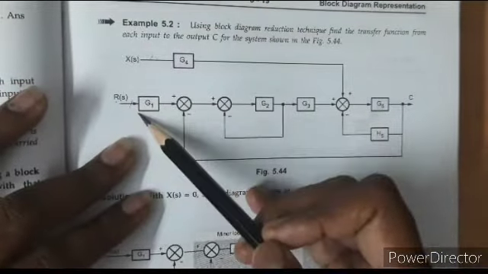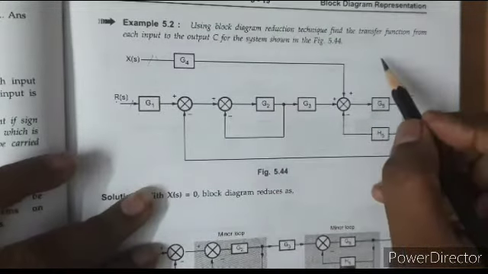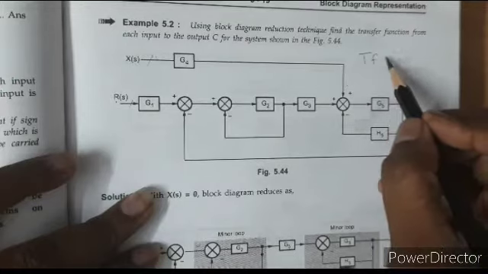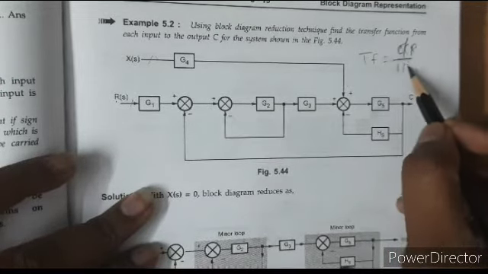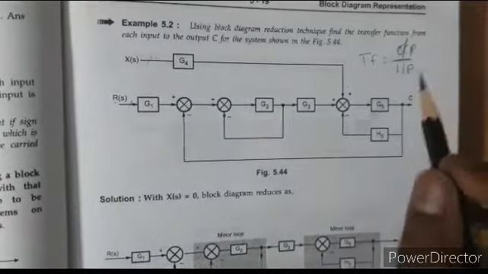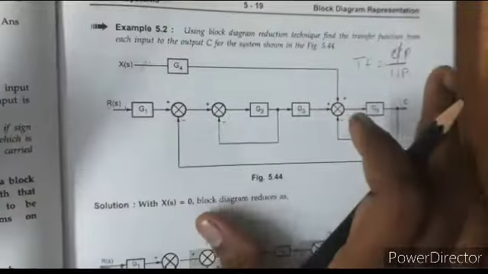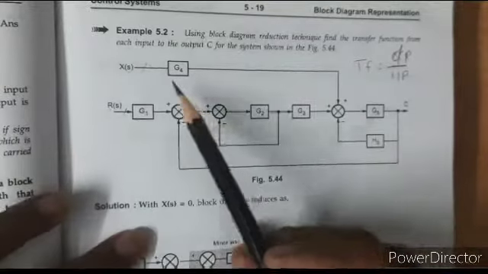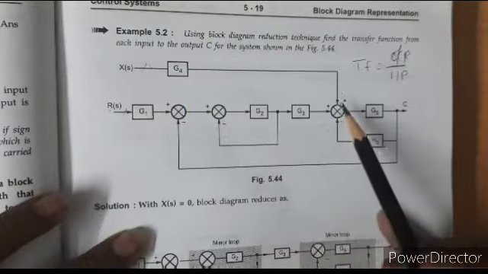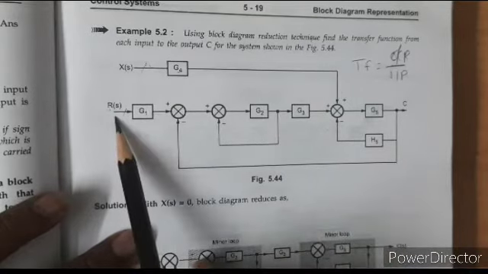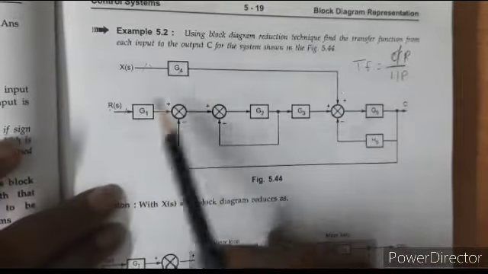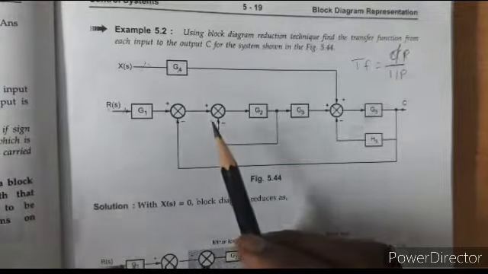If two inputs are there, what does it mean? What is my transfer function? My transfer function is C of s, the output, by the input. So what does it indicate? I will get two transfer functions by solving this problem. See, X of s is one input coming along with the gain of G4 to this summing point. Here I have input R of s. In order to solve this problem, I have to consider two cases.